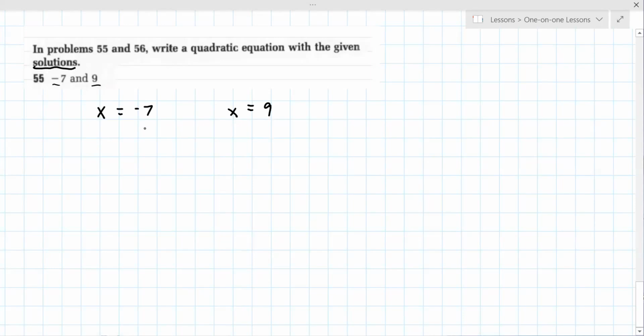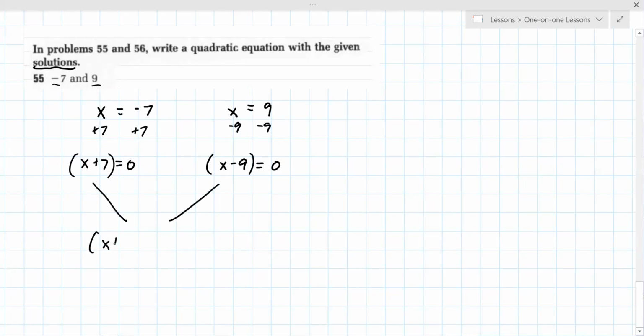The next thing you're going to do is you're going to move these to the other side. So you're going to add 7, add 7. So this is x plus 7 equals 0. Subtract 9, x minus 9 equals 0. These right here that I'm putting in parentheses, these are what you're going to multiply together. X plus 7, x minus 9. You're going to multiply them.